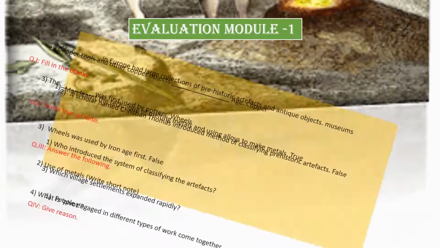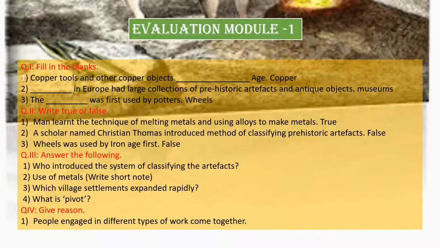Let's do the evaluation part of our Module 1. Question number 1. Fill in the blanks. First, copper tools and other copper objects belong to the dash age. Answer: Copper Age. Second, Europe had large collections of prehistoric artifacts and antique objects in a dash. Answer: museum. The dash was first used by potters. Answer: wheel.